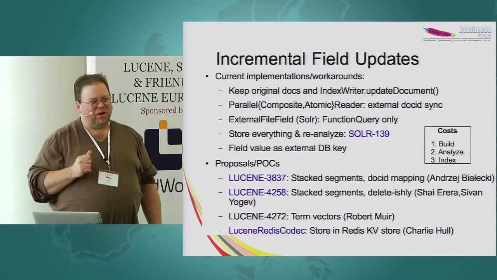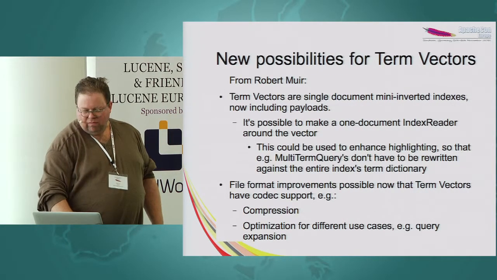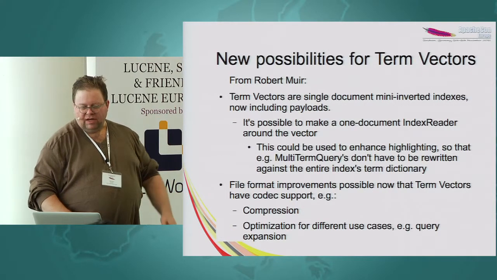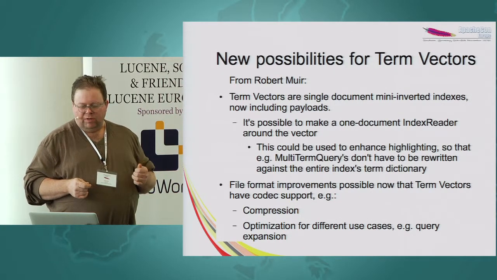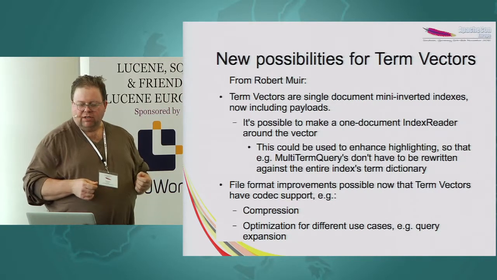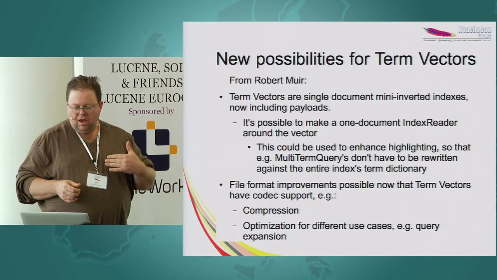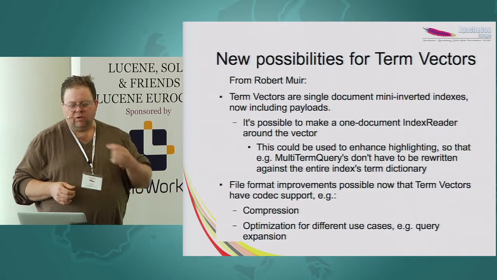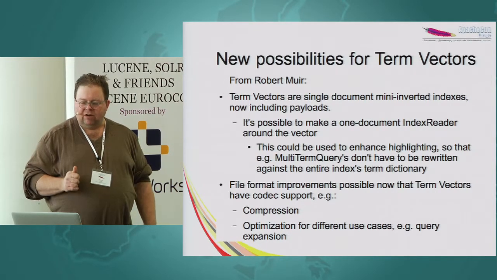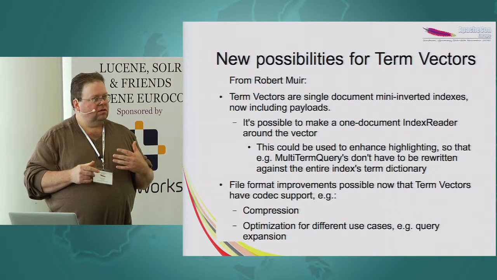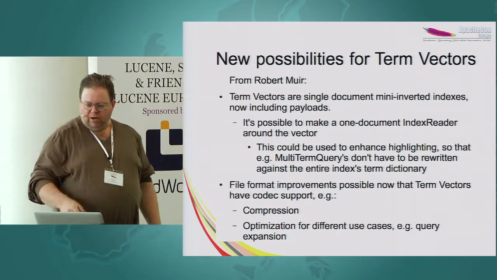I'm being told I need to stop though because I'm running out of time. I have one more slide about term vectors. I took over this slot from Robert Muir, and he had on his agenda covering things that could be done with term vectors, which are essentially single document mini-inverted indexes. He's recently added payloads to term vectors, and he thinks, as a result, because it's possible to make a single document index reader around the vector, this could be used to enhance highlighting. So for example, multi-term queries don't have to be written against the entire terms dictionary, and highlighting that performs queries that use payloads to do scoring would work out much better against such a scheme.